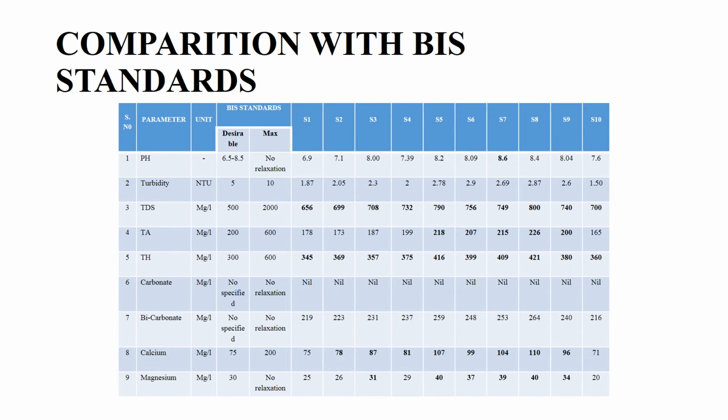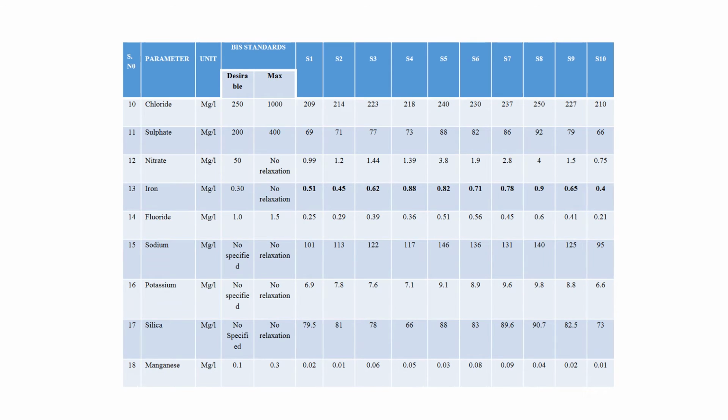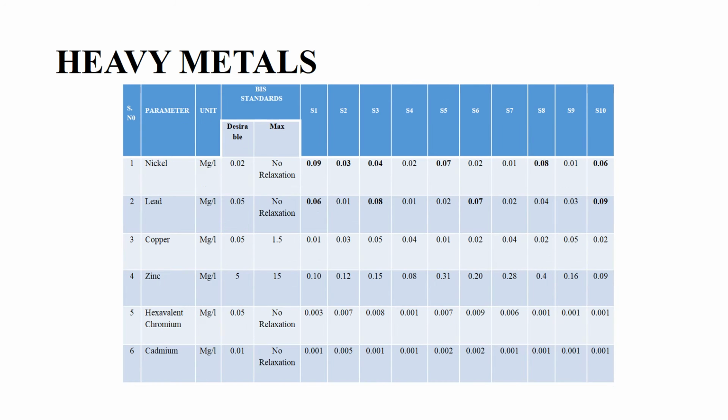Our laboratory results are compared with the BIS standards. Totally 10 samples and 18 parameters. The first 9 parameters are in this slide and in this slide. Totally 10 samples with these 6 heavy metals are analyzed with the BIS standard for drinking water quality.